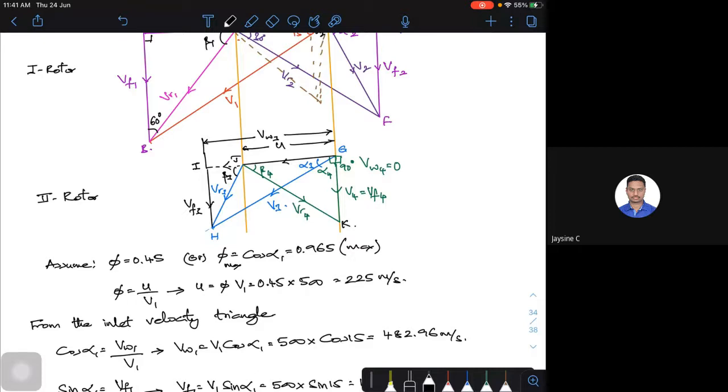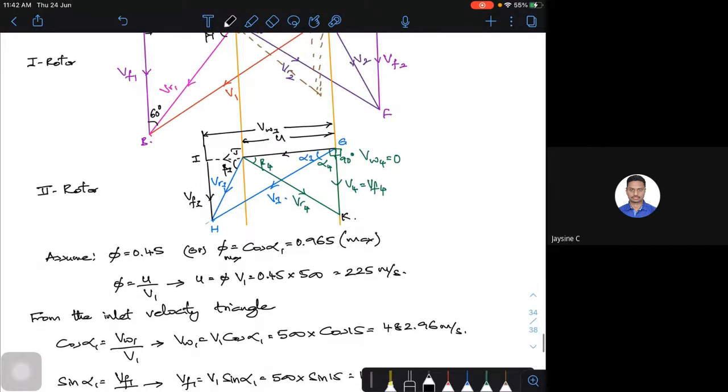Okay, what are the values you have to check actually? So alpha 2 is found. Now let us go to, so this is what we have done for the first stage. Now let us look at the second row, or second stage.